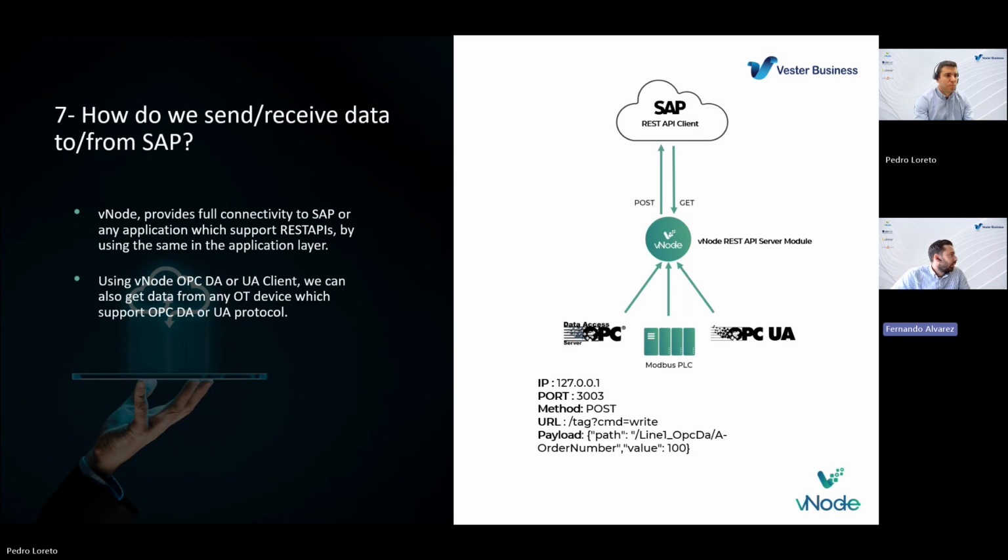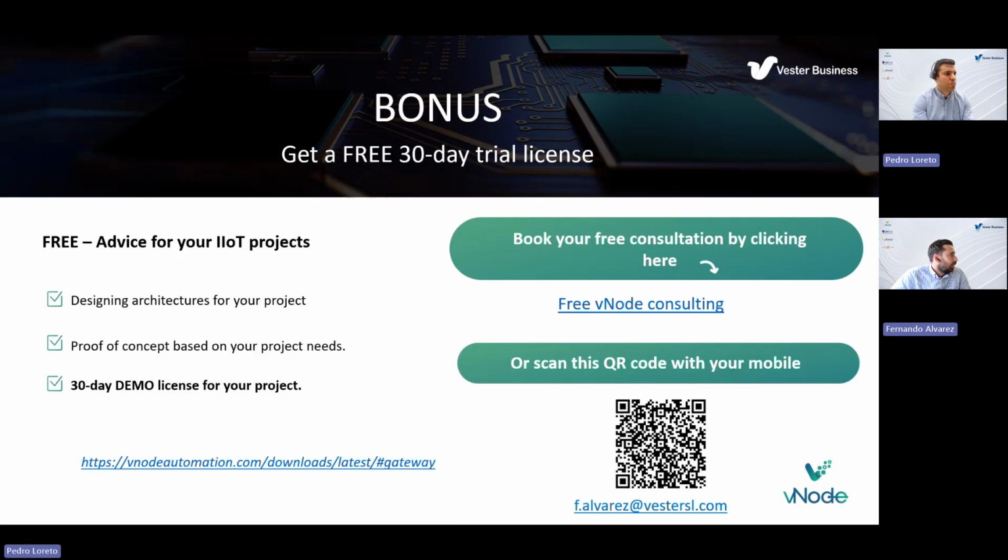Actually, Pedro, if you go to the next slide, please. Here, if you scan the QR, you can book a session with us, right? So basically, you can get a 30 days trial license of this product, and you can book a session with us where you can share your architecture if you want, and we can see which is the best way to establish the connection between your OT devices and your ERP. And we can help you with a proof of concept. So we can provide a trial license and help you configure this, basically what Pedro did, but with real information from your devices.